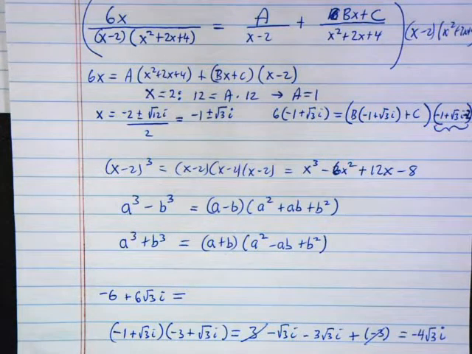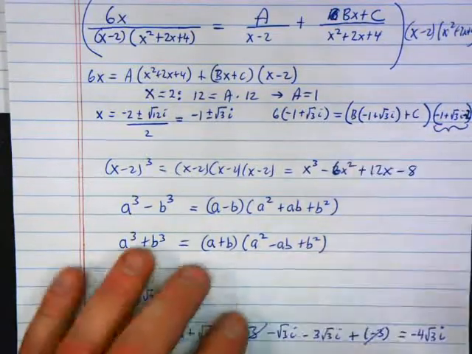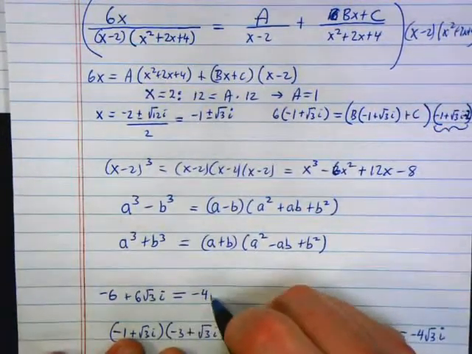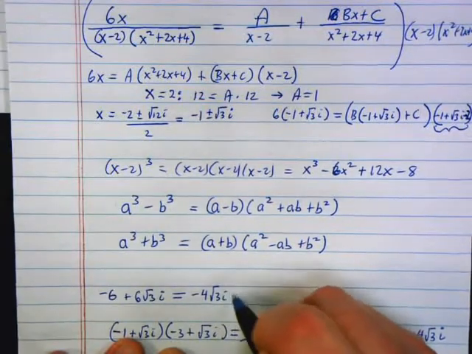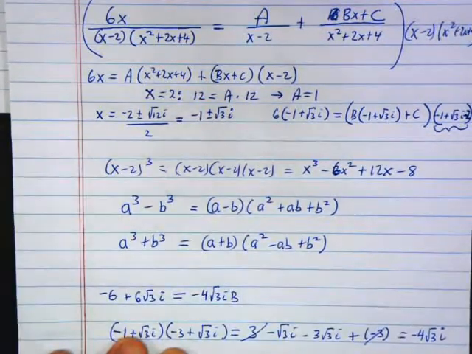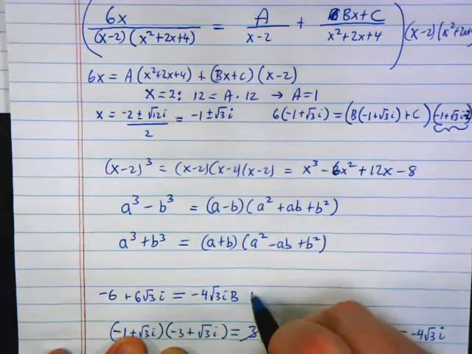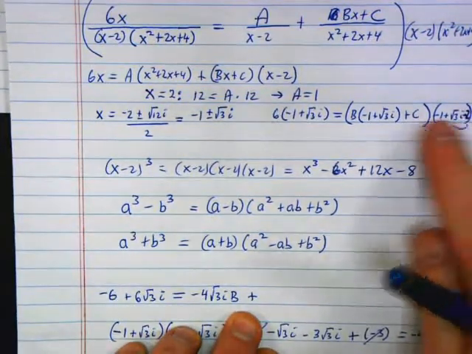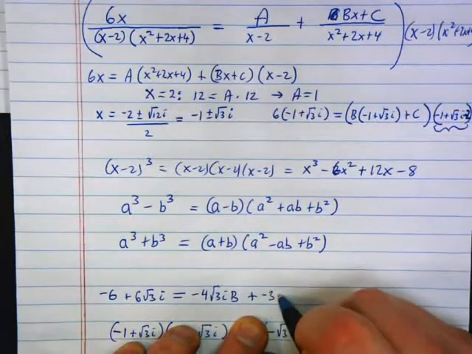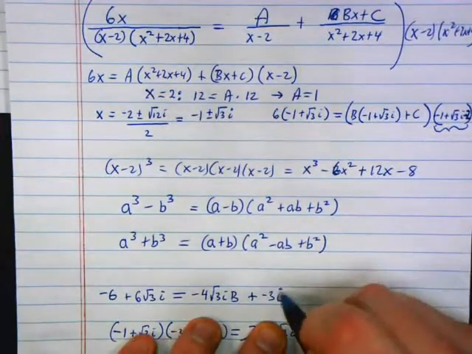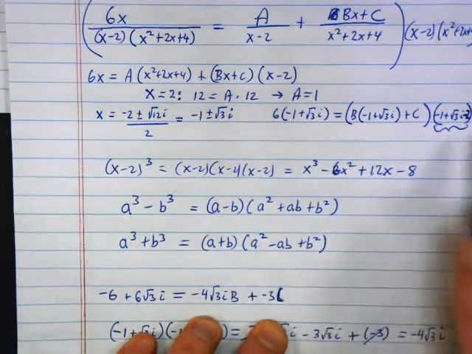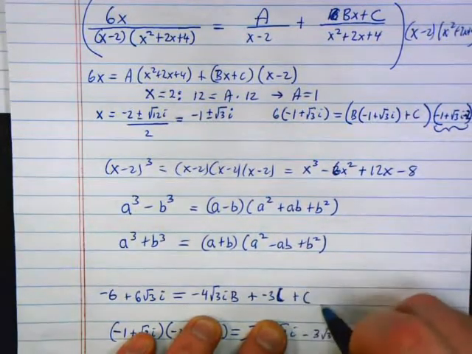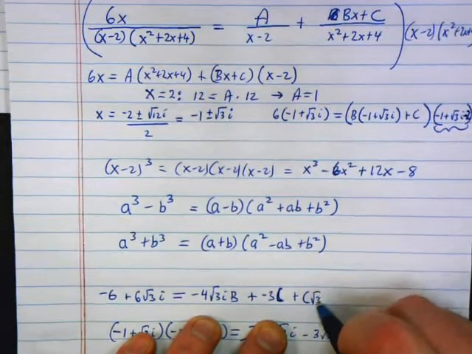So that gets multiplied by the b number, doesn't it? That's negative 4 square root of 3i b, plus, now this gets multiplied by the c number, so I'm going to have negative 3c, plus c square root of 3i.